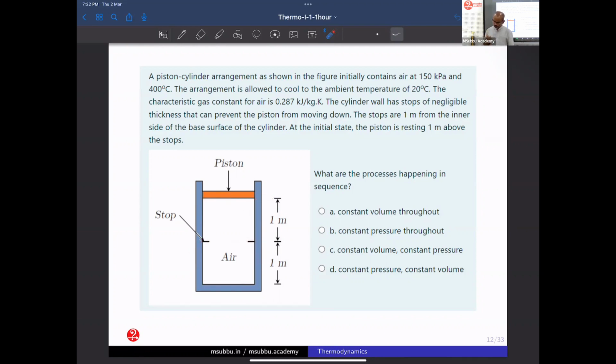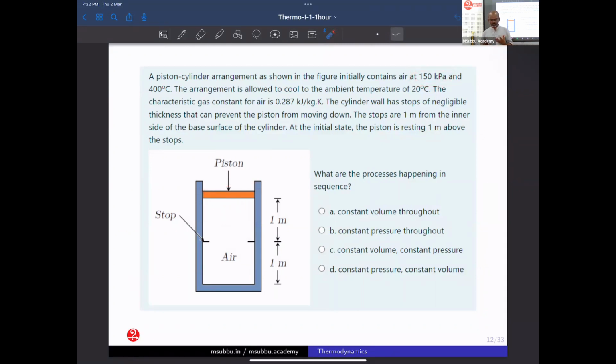Now, what are the processes that will happen in sequence? What is the process going to happen? It's a cooling process. Initially at 400 degrees Celsius, it has to be brought down to a temperature of 20 degrees Celsius. So there is a cooling process happening. That is natural. But there is also information about pressure. Initially, the pressure is 150 kilopascal.